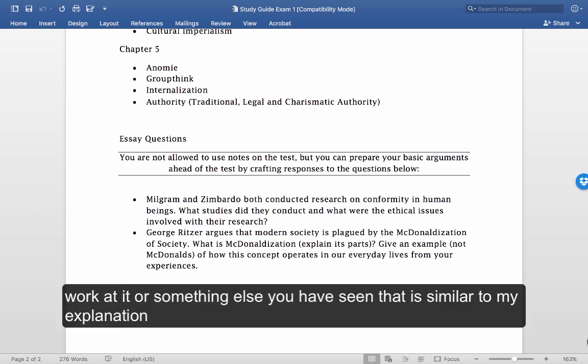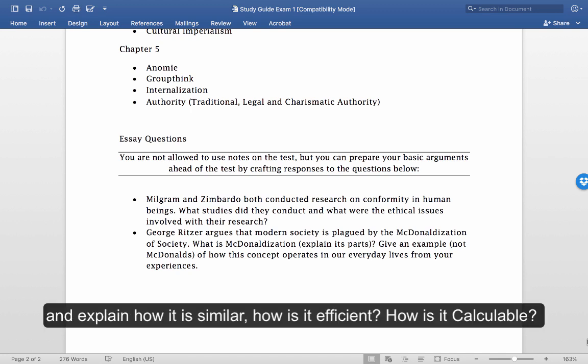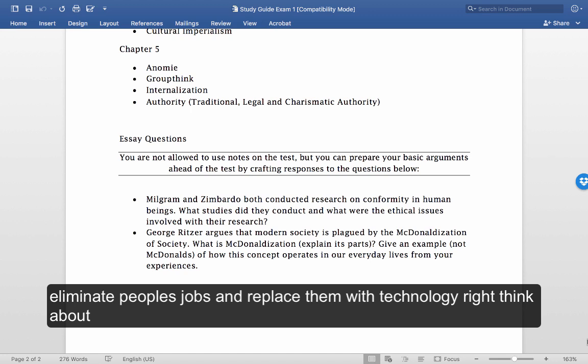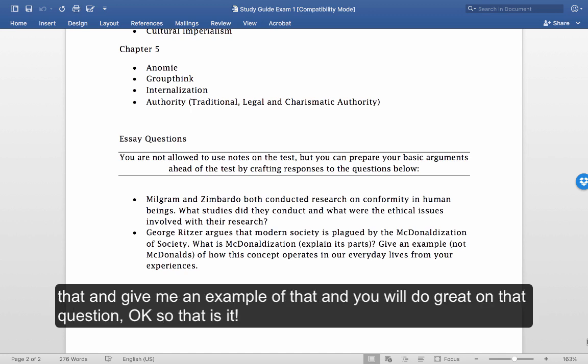maybe a job you work at or something else you've seen that's similar to my explanations, and explain how it's similar. How is it efficient? How is it calculable? How is it predictable? What aspect of control is there of trying to eliminate people's jobs and replace them with technology, right? Think about that and give me an example of that, and you'll do great on that question.